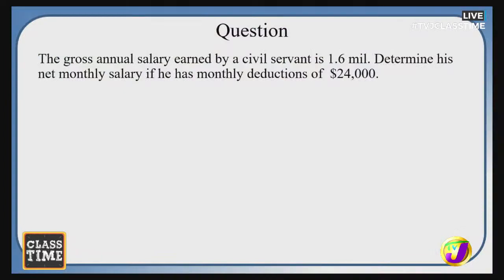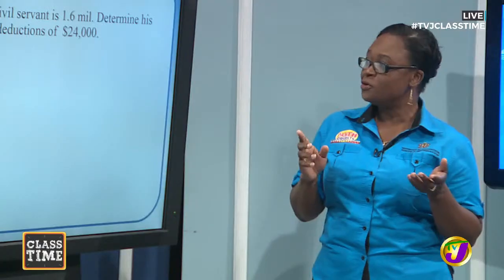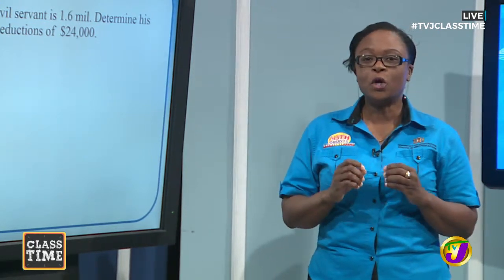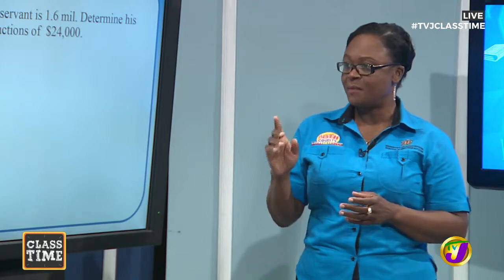But from this, I'm to determine what he gets monthly, the net. That is after your deductions would have been taken out. And how much is to be taken out here? $24,000, and that's monthly. Are you seeing a strategy here? Look at it. We know the total. We know the gross annual salary, which is 1.6 million. We are to find out how much is take-home pay, after the deductions of $24,000 are taken.